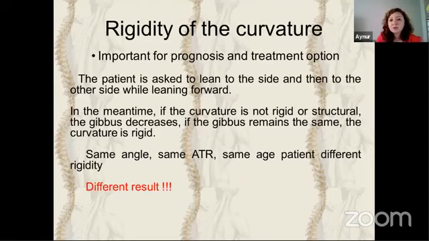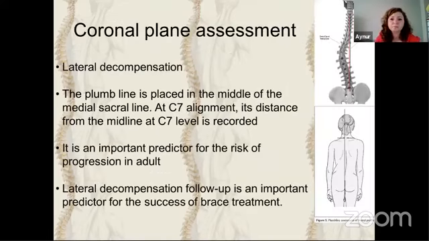The patient is asked to lean to the side and then to the other side while leaning forward. In the meantime, if the curvature is not rigid or structural, the gibbus decreases. If the gibbus remains the same, the curvature is rigid. Same angle, same ATR, same age, same patient, but different rigidity, different result. Rigidity is important for the prognosis and treatment option.